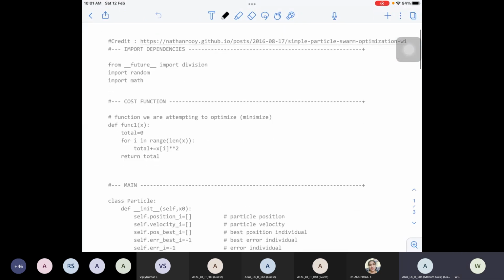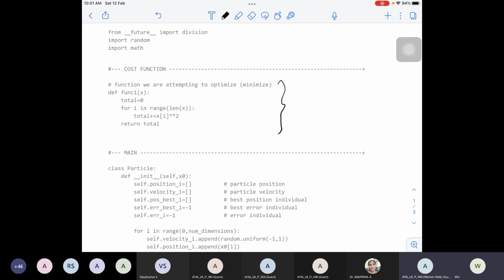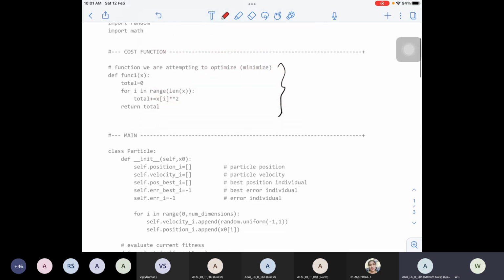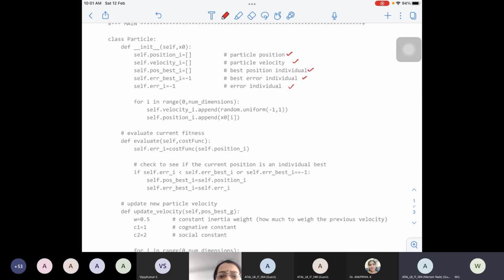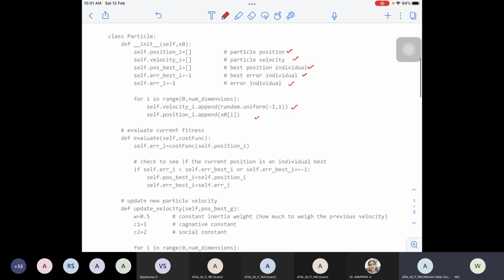Okay. So basically, here we have the cost function that is defined over here, and then we have a particle. Every particle has a position, it has a velocity, it has a best individual position and best error and individual error, right? So at any moment in time, we also have two things: the velocity and the position. So we have all these variables with respect to every particle.